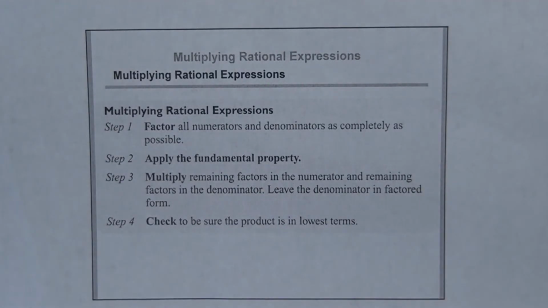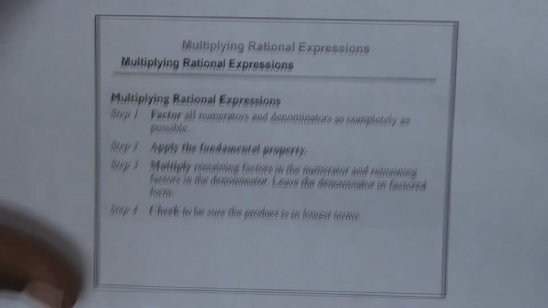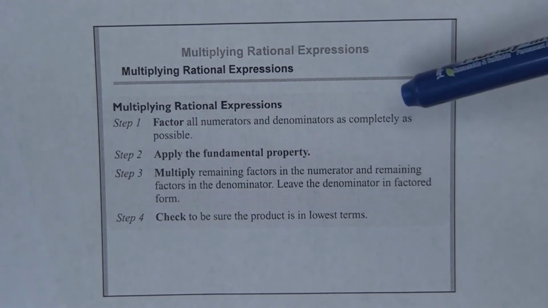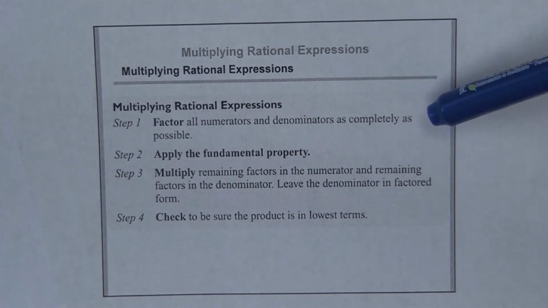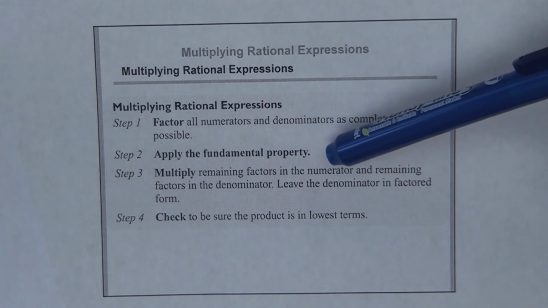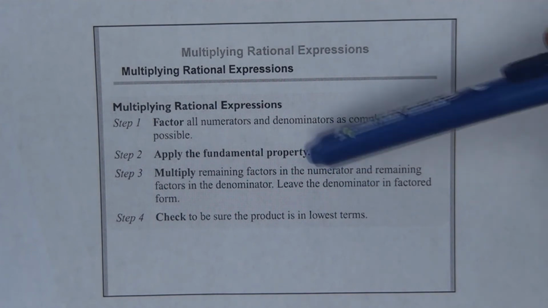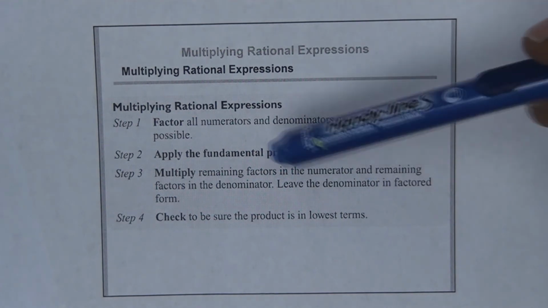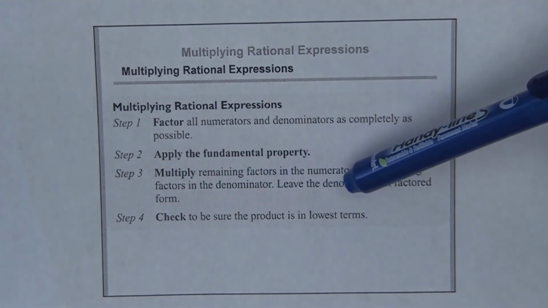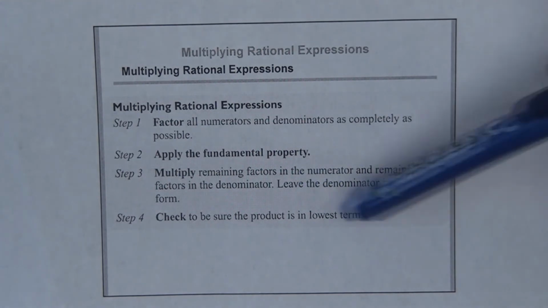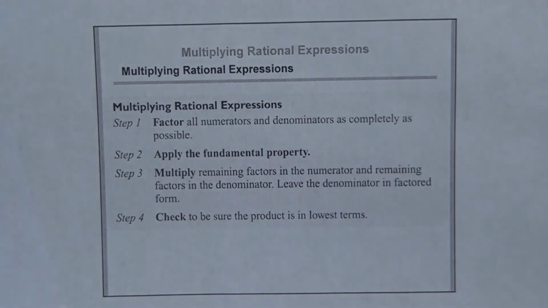Next, we'll take a look at multiplying rational expressions. And to multiply rational expressions, we'll follow 4 steps. The first step is to factor all numerators and denominators as completely as possible. The second step is we'll apply the fundamental property, so we'll cancel common factors. The third step is we'll multiply the remaining factors in the numerator, and we'll multiply all the remaining factors in the denominator. We'll leave the denominator in a factored form, and then we'll check the proposed product.